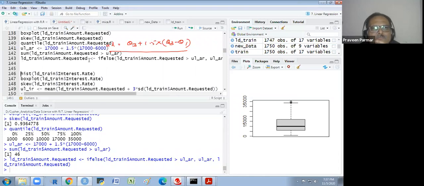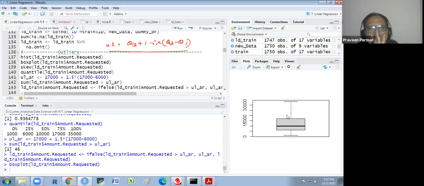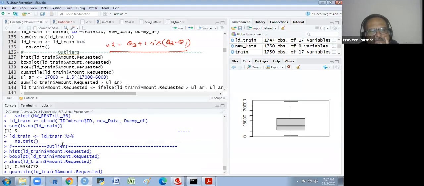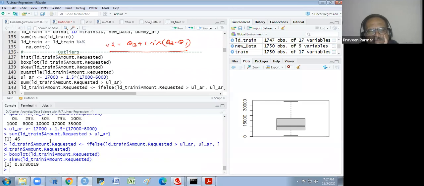Now I will show you the box plot first. You see, this is the box plot we have. There are some outliers it is showing. Now I will show you the box plot again. You see, is there any outlier now? No outlier. And I see the skewness now. It is a little bit managed. Previously it was 0.93. Now it is 0.87. Correct.